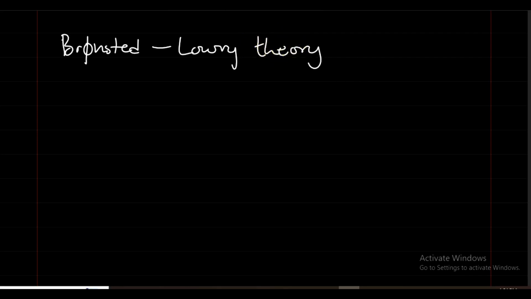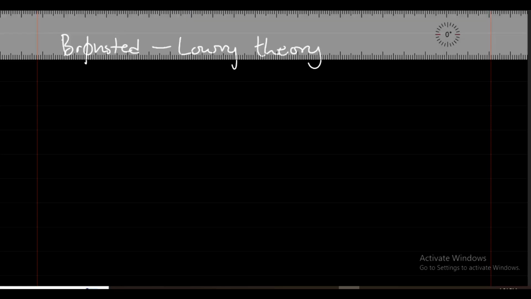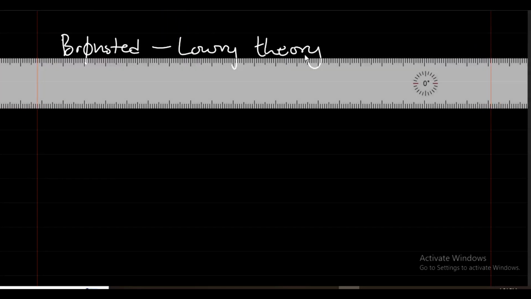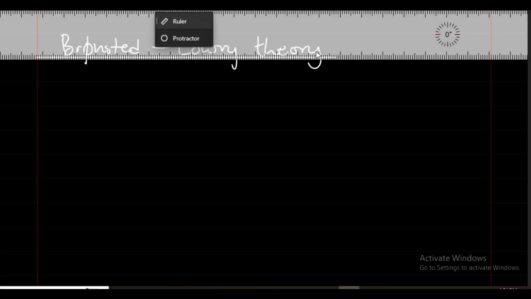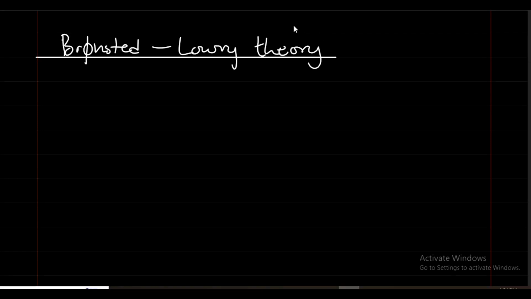Which is the Bronsted-Lowry theory. So now, why do we have many definitions of acids and bases? Can you take a guess? Okay. Whatever guess that you had, you can write it in the comment section.